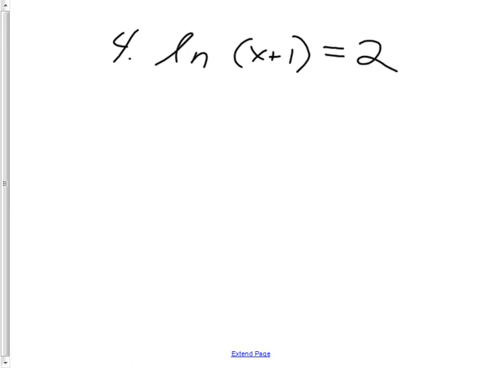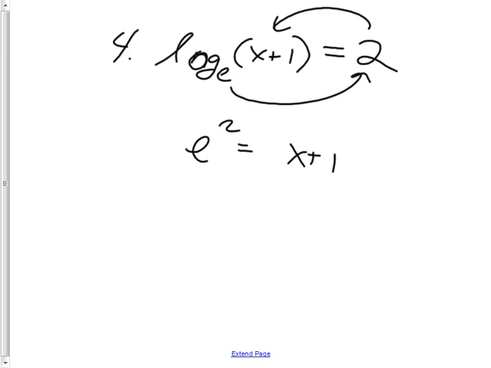So if I change this ln to a log base e, I hope you haven't forgot that, then what's your go-to strategy number 1? Rewrite. And I can rewrite this. E to the second equals x plus 1. Got to jump around from side to side. And now, remember, when you're done solving is when x is alone. You have to get x alone and simplify it as much as possible. X is not quite alone. Got to subtract 1. E squared minus 1 equals x.